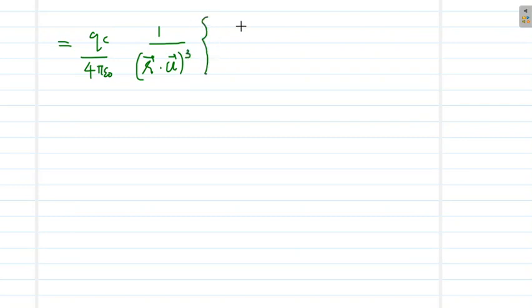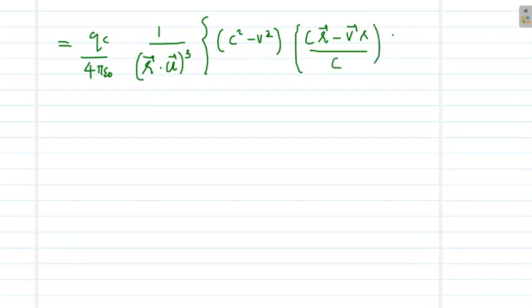So our new equation will be Qc by 4 pi epsilon 0 into 1 by (R bar dot U bar) the whole cube, multiplied by (c squared minus v squared) into (c R bar minus V bar R divided by c), plus (R bar dot A bar) into (c R bar minus V bar R divided by c).